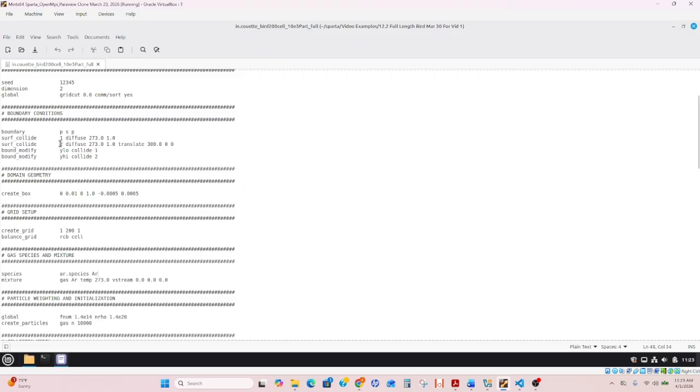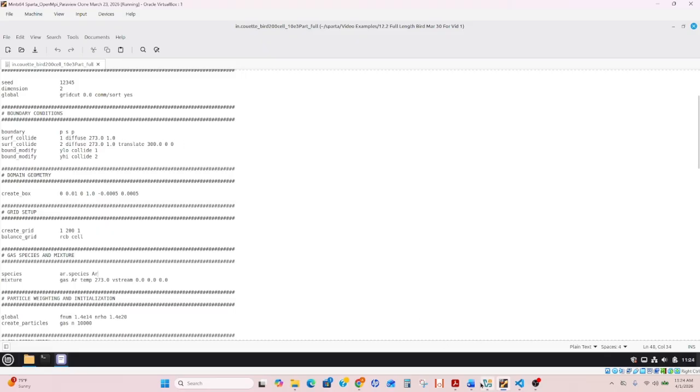Then we have our other surface, which we're saying is surface 2, and it's going to be diffuse, same with that, but we're going to translate that surface 300 meters per second in the X direction. So this is what's going to tell our upper surface to move to the right at 300 meters per second. All right, so then you have to use the bound modify command, and we're saying our Y low boundary is going to be collide 1. So that means our lower surface is going to be the one that's stationary. And our Y high is collide 2. So that's saying our upper surface is going to be 2, which is the one that's moving.